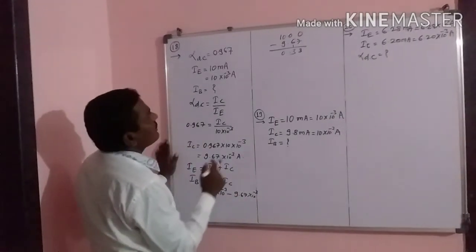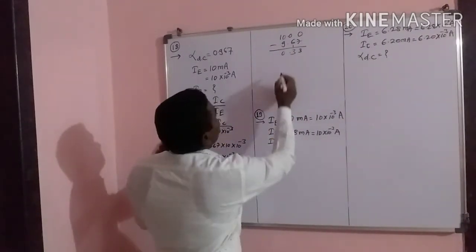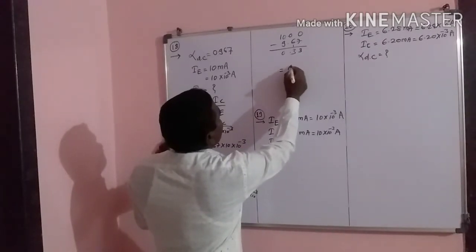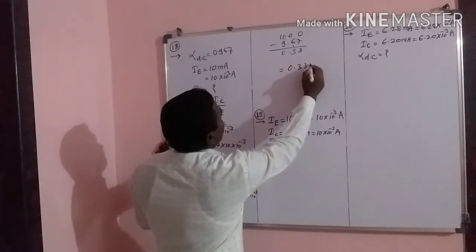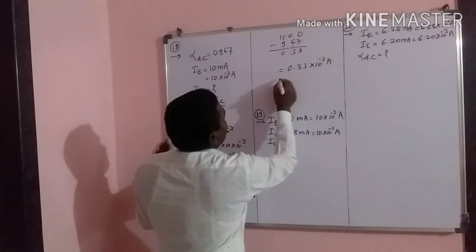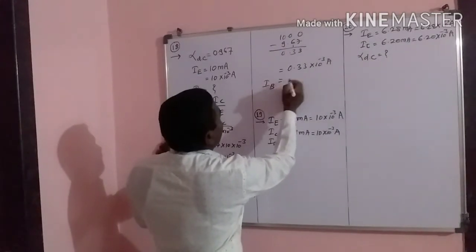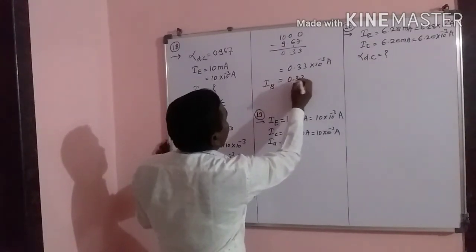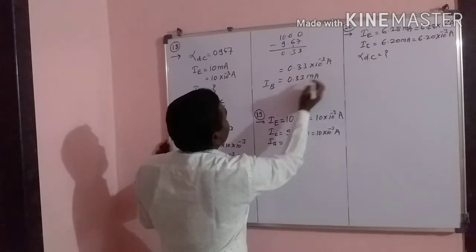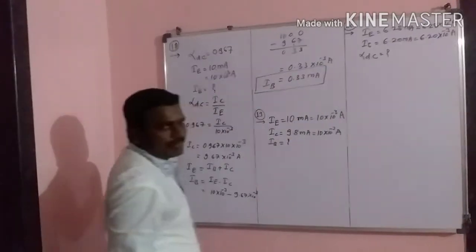That is the base current, and it has a common multiple, that is 10 to the power minus 3. So we write 0.33 into 10 to the power minus 3 ampere. That means the base current, that is IB, is equal to 0.33 milliampere. This is the answer. That is the base current.